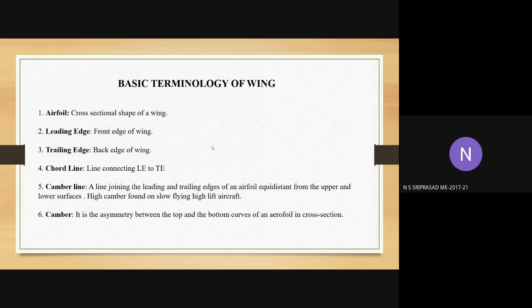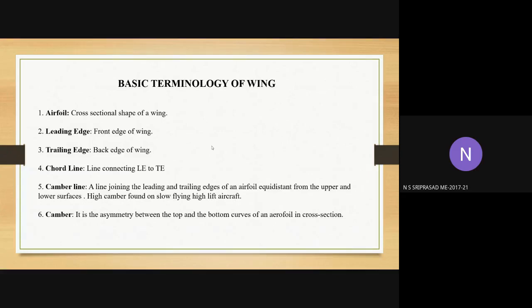Then you have a chord line. A chord line is an imaginary line, which is horizontal, connecting the leading edge to the trailing edge. Then you have the camber line, okay? A camber line is a line that joins the leading edge to the trailing edge, but it is curved, okay? And this curvature of the camber line is what gives the wing its shape.